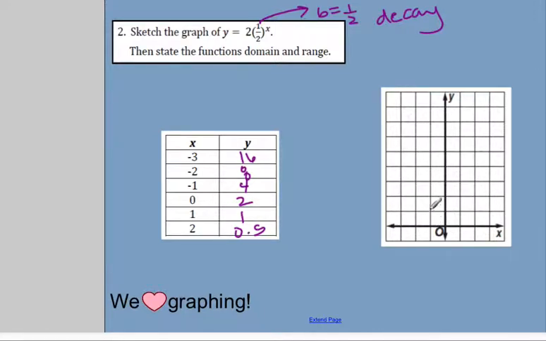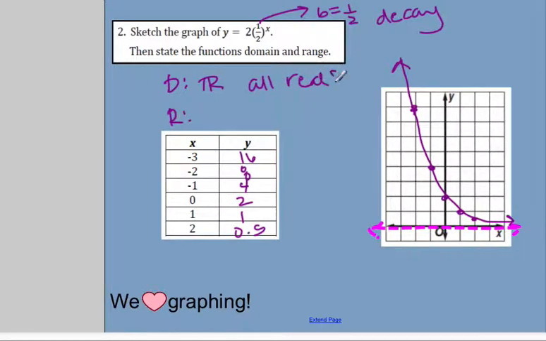I don't believe that's going to fit on here. Negative 2, 8. Negative 1, 4. 0, 2. 1, 1. 2, 0.5. Remembering we have an asymptote here, so I will never touch or go past that line. There is my exponential. It is decay. If I look from left to right, it is going down. Last thing I need to do is state my domain. Always easy. It's always all reals. Or you could write all reals if you wanted to. And my range is y is greater than 0.